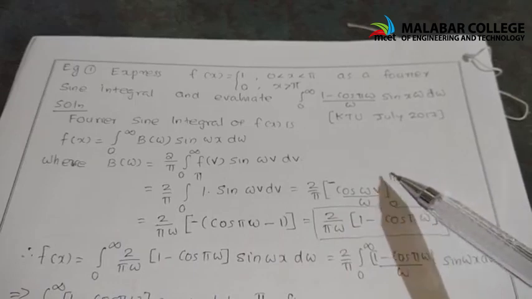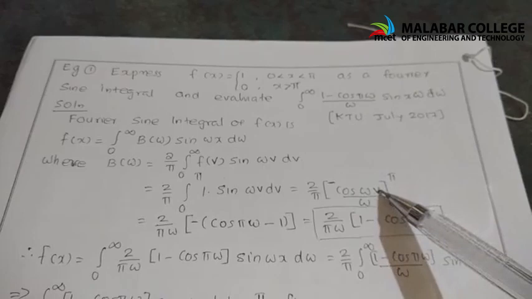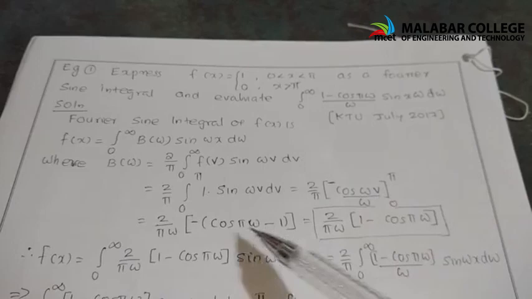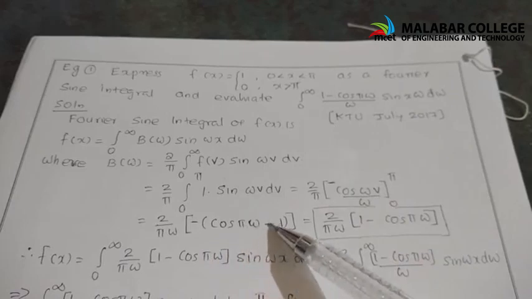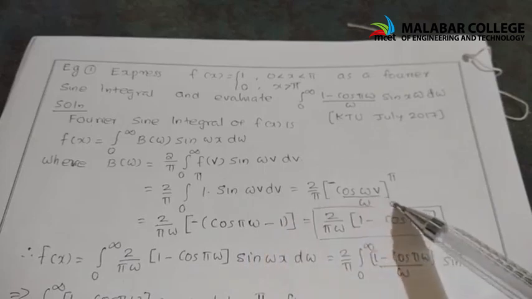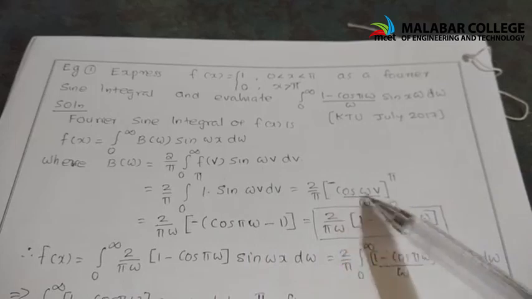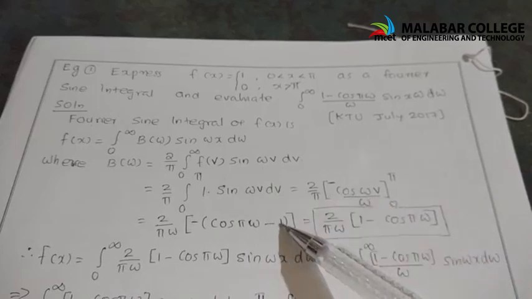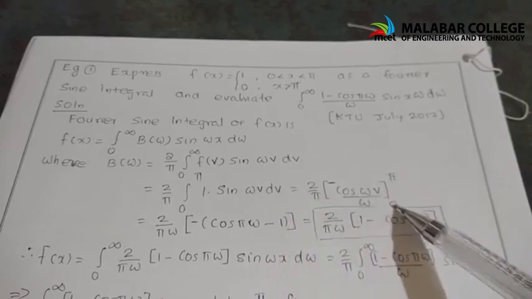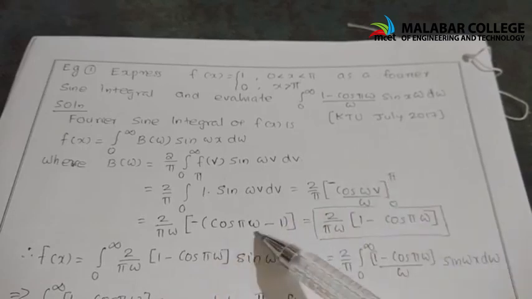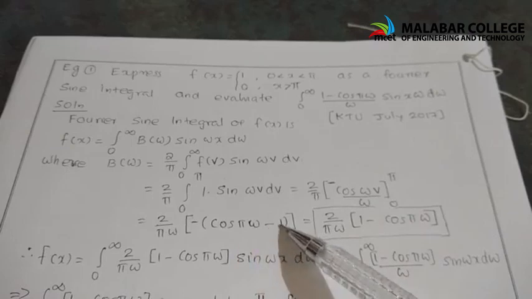So I am applying the upper limit pi here. In place of v, we have to write pi here. So it will come cos pi omega. And I have taken the reverse order here. No problem if we are writing in reverse order. Minus, and if we take the lower limit 0 here, it will come cos 0. We know the value of cos 0 is 1. So I am writing here minus. And we know upper limit minus lower limit will come. So it is cos pi omega minus 1 will come.